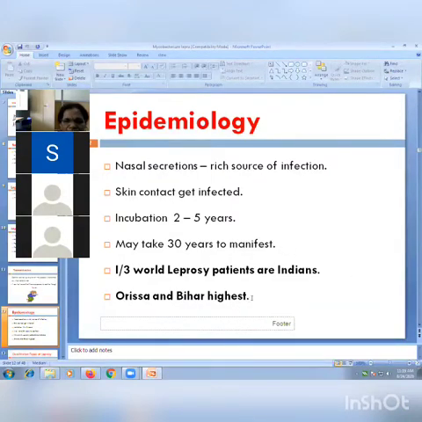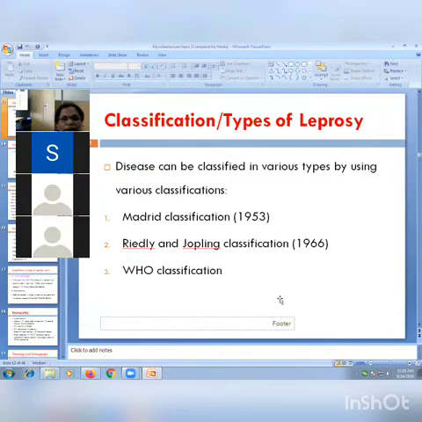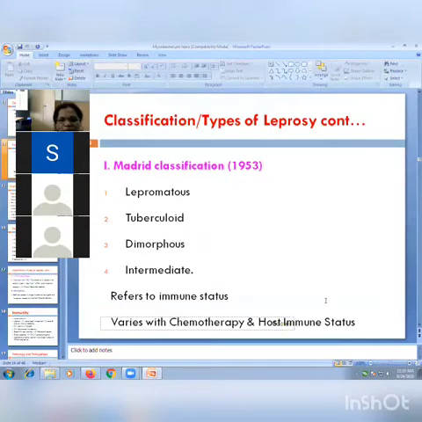In India, Orissa and Bihar have the highest prevalence of leprosy. In Maharashtra also certain patients are there. About the classification of the disease, there are so many classifications: WHO classification, Ridley and Jopling classification. These classifications depend upon the clinical presentation. There are two main types of the disease. We will see only about the two. This is one classification: lepromatous leprosy, tuberculoid leprosy, dimorphic leprosy, and intermediate leprosy.